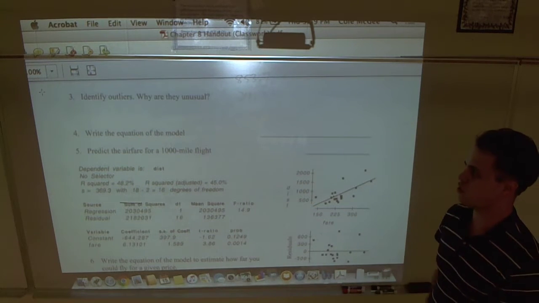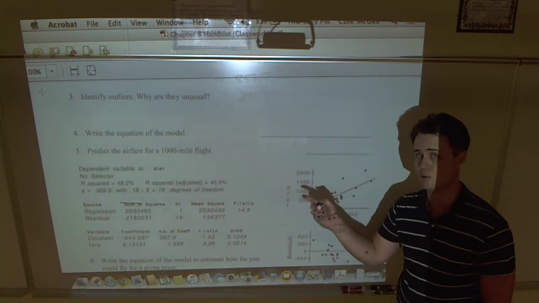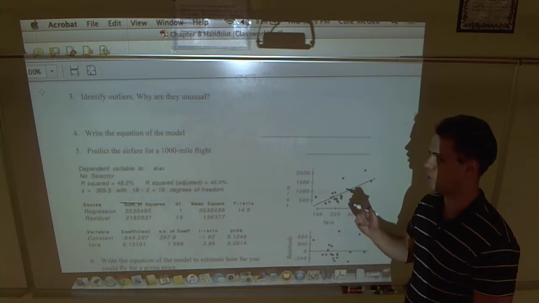Predict the airfare for a 1,000-mile flight. You know, plug 1,000 in. That's an x value, right? Make sure it's not a y value. Plug it in. Make your prediction. Let's move on.